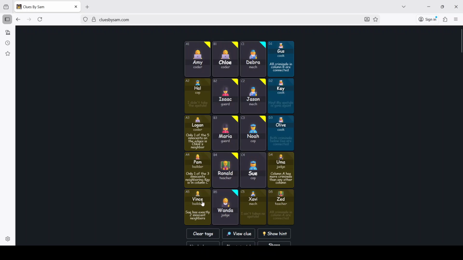Sue has exactly 2 innocent neighbors. Yep. One of the 3 innocents neighboring K is in column C. Yep. Only one of the 5 innocents on the edges is Chloe's neighbor. Yes. Column A has more criminals. And all criminals in column B are connected.